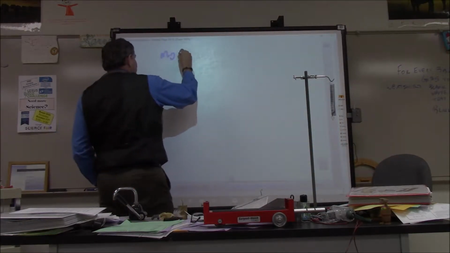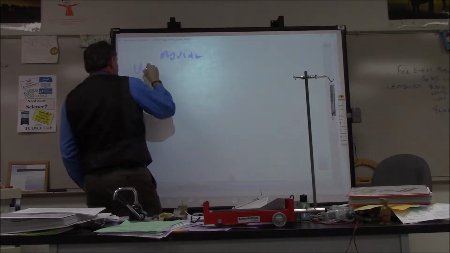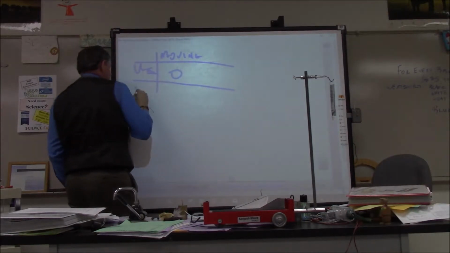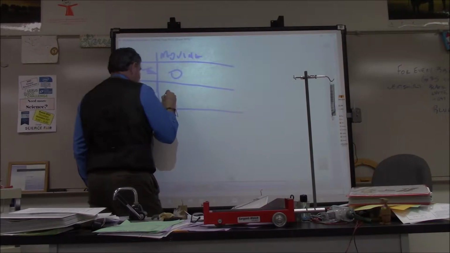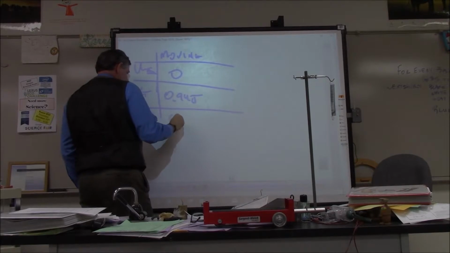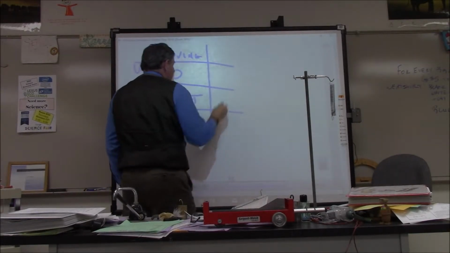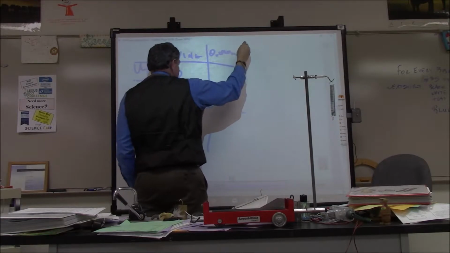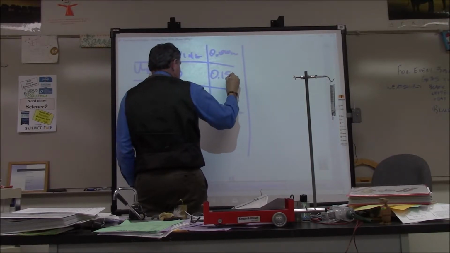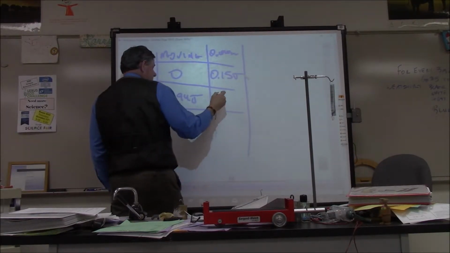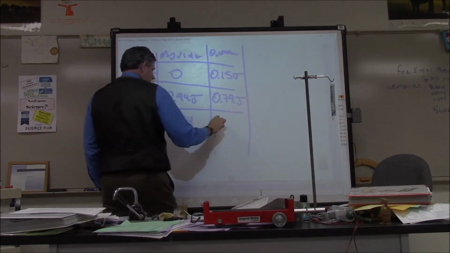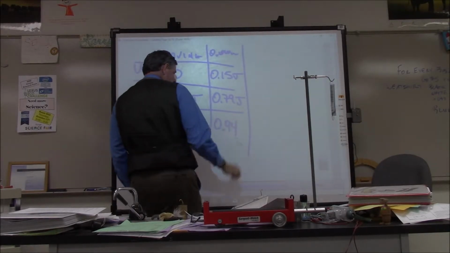So when we were just moving along, our Us was 0. My kinetic energy was 0.94 joules, and my sum was 0.94. So after we've compressed it 0.01 meters, we said that Us was 0.15. So that means my kinetic energy is 0.79 joules. Oddly enough, everything still adds up to 0.94.